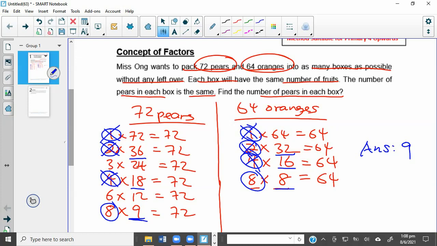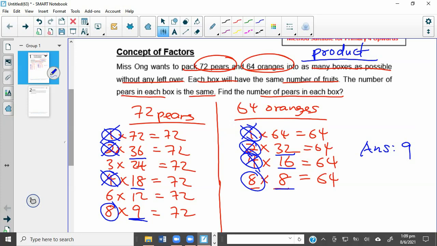Okay, so factors is also a kind of heuristic that you can use to solve problems like this. And how do I know when to use factors? When I see "without any leftover", or when there's no leftover, or when I see the word "product". There's a word over here which is also quite common. So when you see product, or when you see without any leftover, or no remainder, then you will think of factors already, right? Factors.